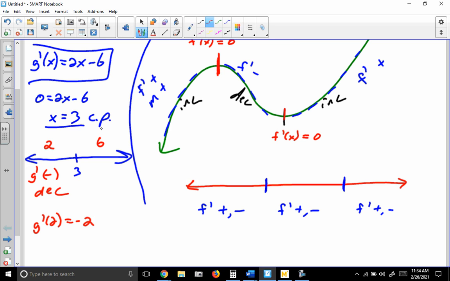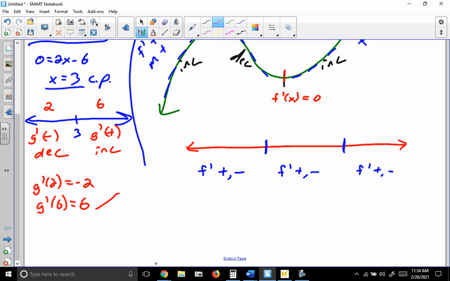Now we need to test the other interval. If we plug in a 6, 2 times 6 is 12, minus 6. So in this interval, our first derivative is positive. If our first derivative is positive, that means our slope is positive. So we're going up, we are increasing in that interval.